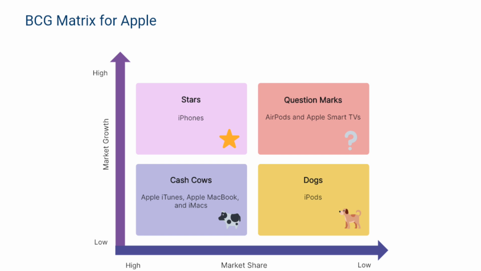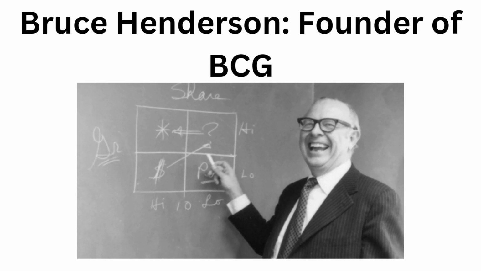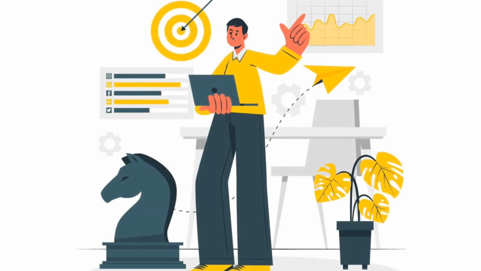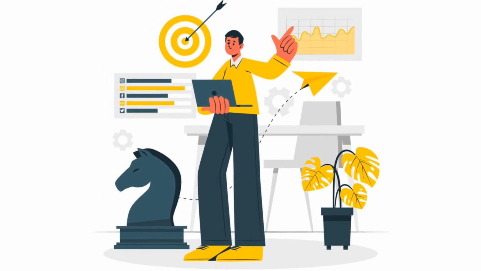Hence, we can say the growth share matrix put forth by the founder of BCG, Bruce Henderson, in 1970 remains a powerful tool for managing strategic experimentation amid rapid, unpredictable change.